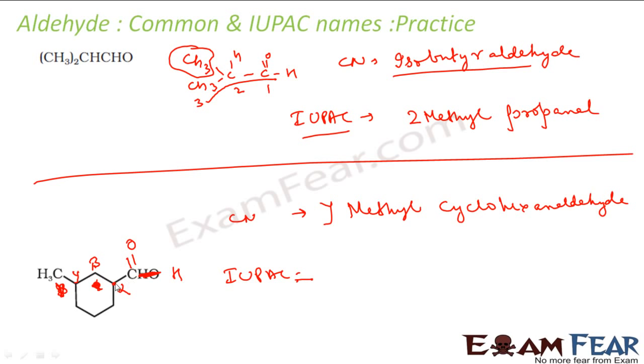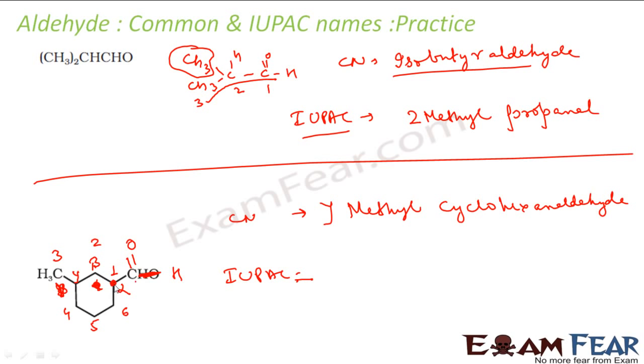So for the IUPAC name, this is again a cyclic compound. The numbering will be from the place where my CHO group is attached. This is position 1, this is position 2, this is position 3. Please note, I will not start from the CHO carbon. The numbering starts in the ring only. In the earlier case, I took 1 as the carboxylic group carbon. But in this cyclic case, I am taking 1 as the ring carbon, because I am doing the numbering in the ring itself: 1, 2, 3, 4, 5, 6.